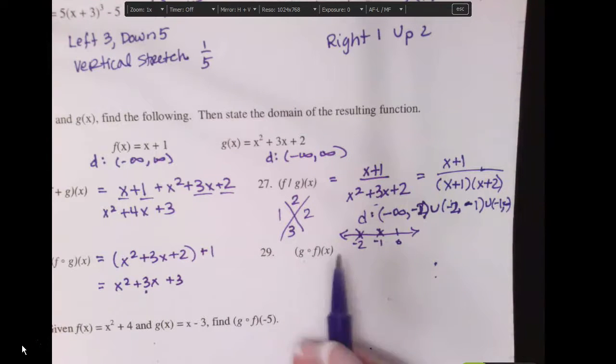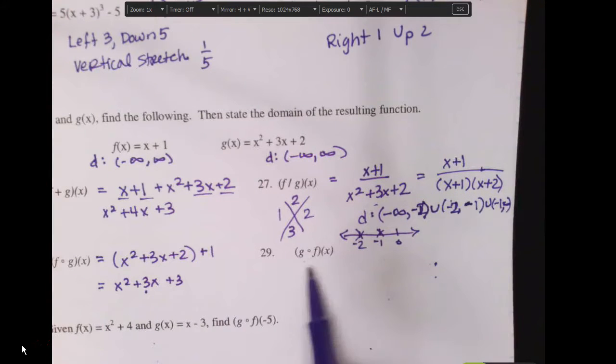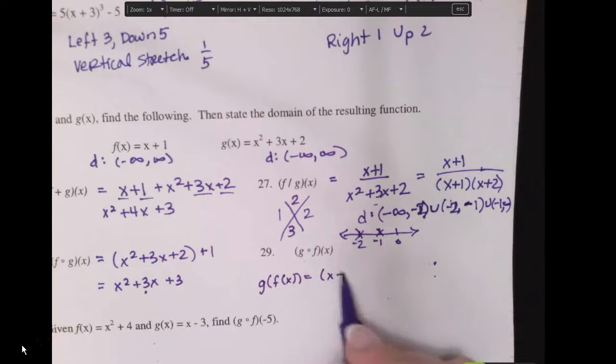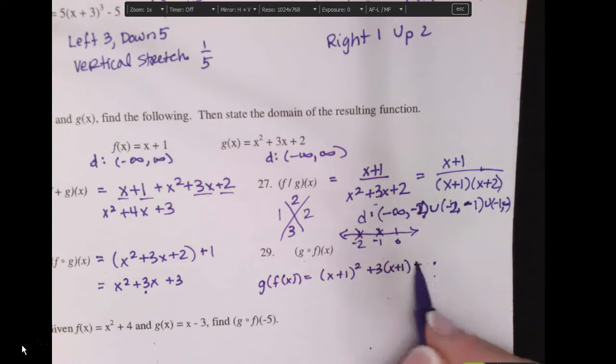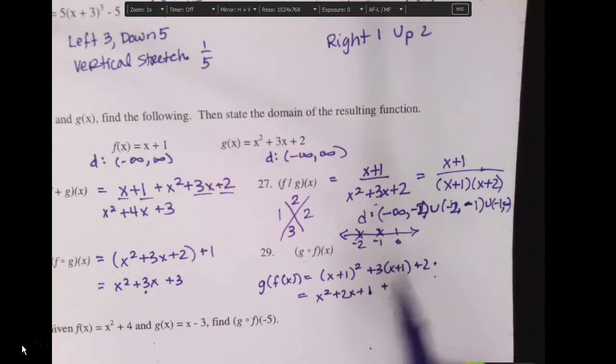Then g of f of x, I'm going to take f and plug it into g. So I'm going to have, let's see, g of f of x equals x plus 1 squared plus 3 times x plus 1 plus 2. So this guy, I need to FOIL it out. x squared plus 2x plus 1. And I need to distribute plus 3x plus 3 plus 2.